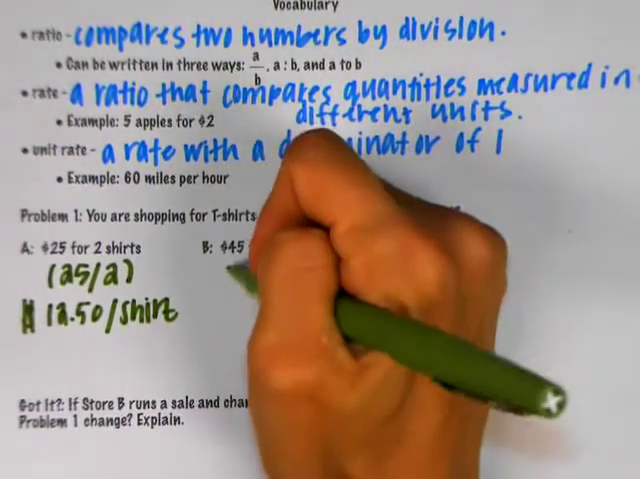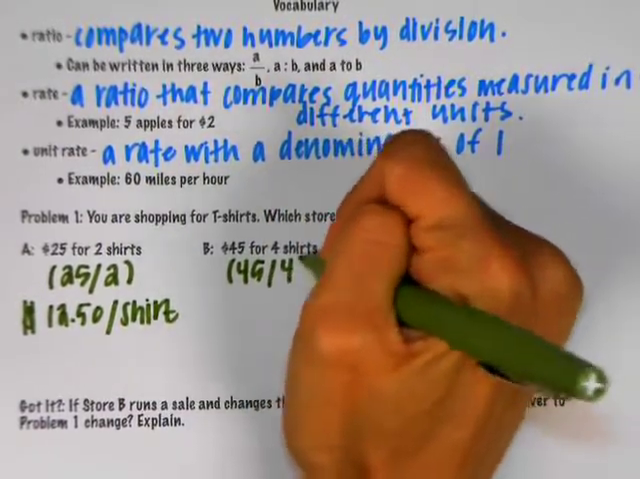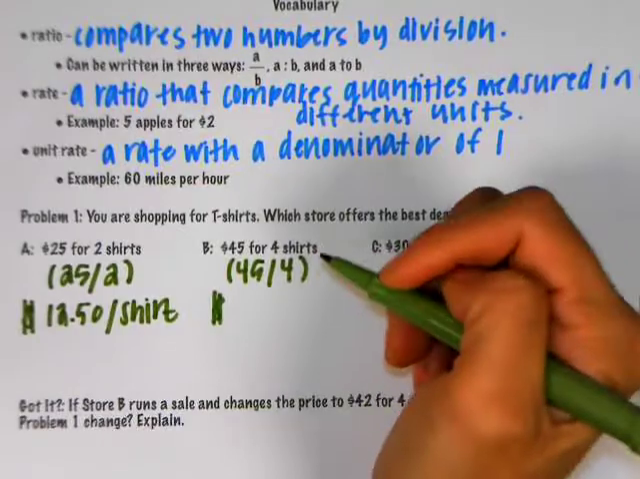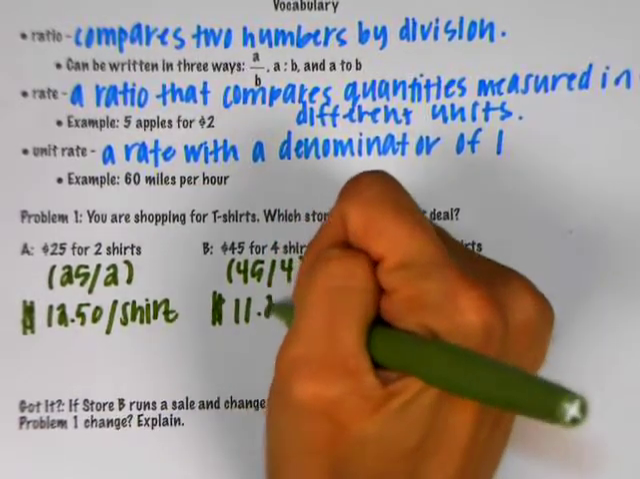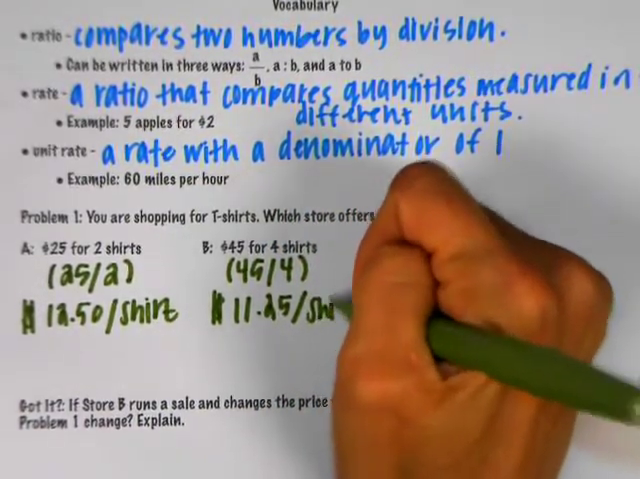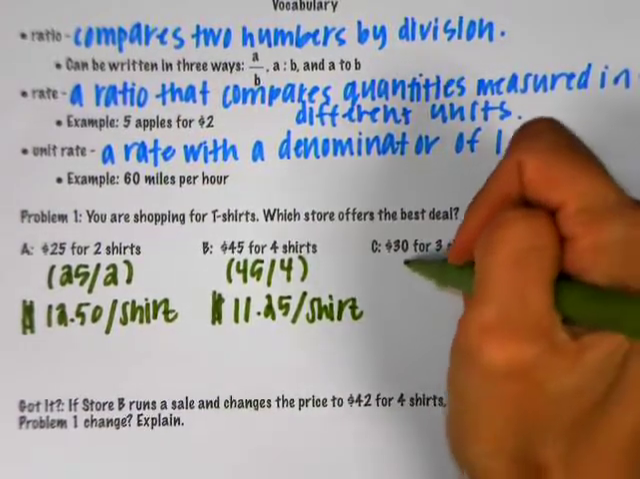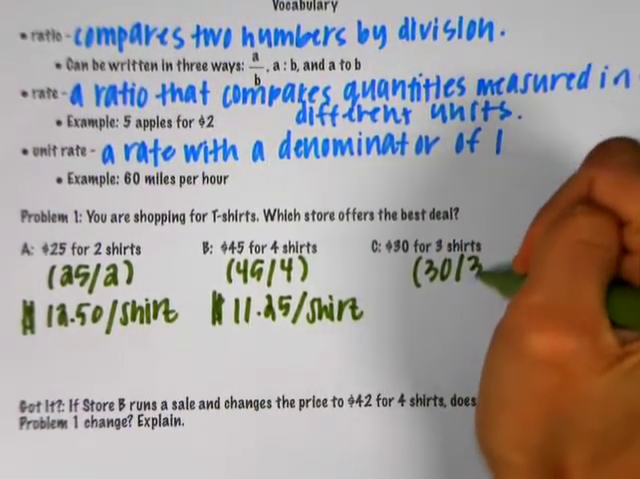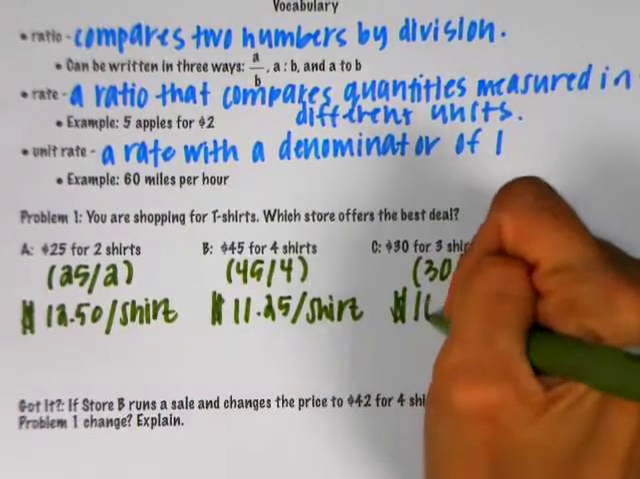All right, so how much is it per shirt on this one? Yep, so $12.50 per shirt. Okay, and then for store B, 45 over 4 is how much per shirt? And then what about store C? Yep, $10 per shirt.